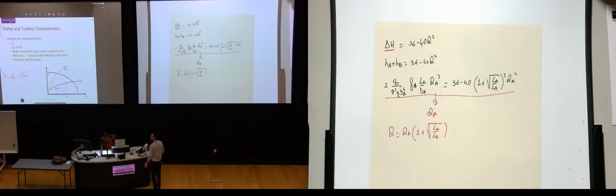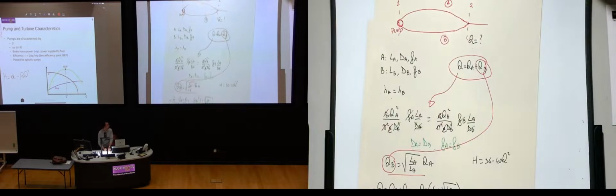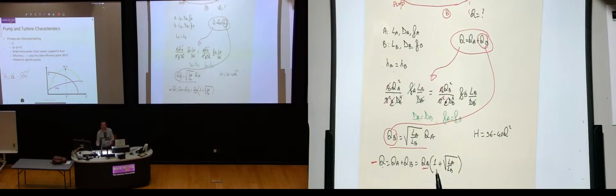Once you have QA, you can come back to this expression, substitute, and obtain the flow rate. That's it. Now, let me pose another question. Who is convinced to be able to solve this problem? Oh, a larger number of people.